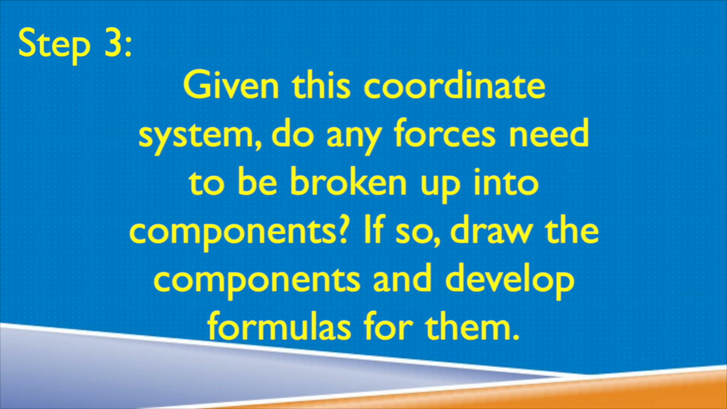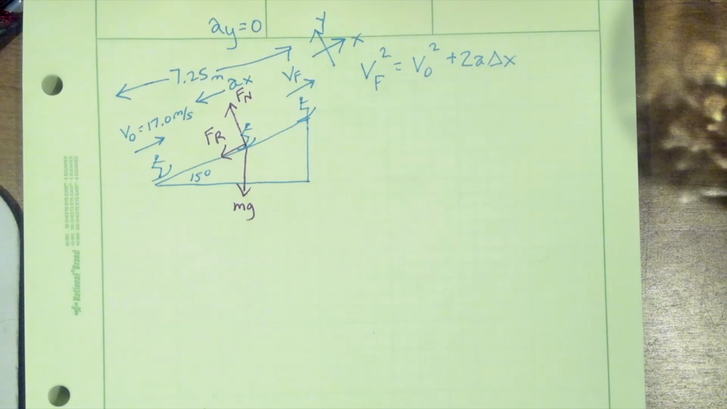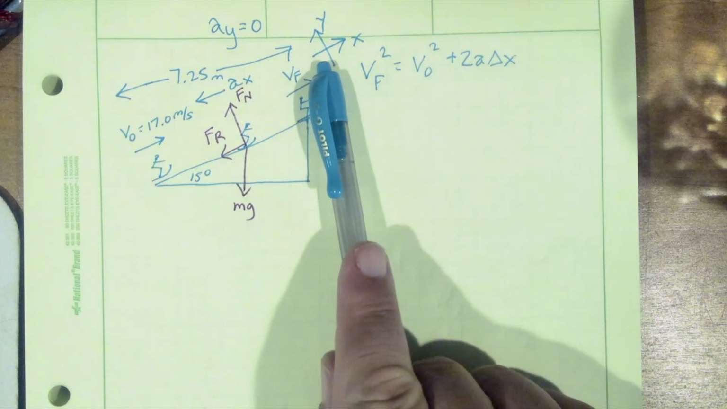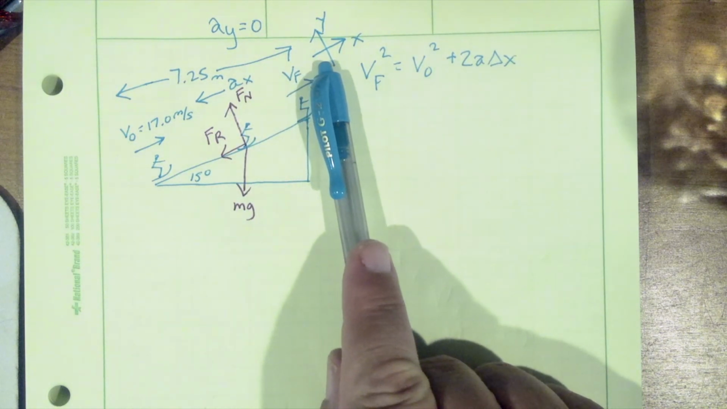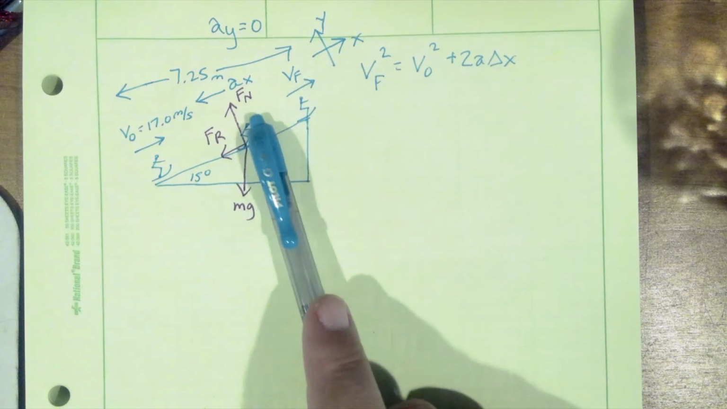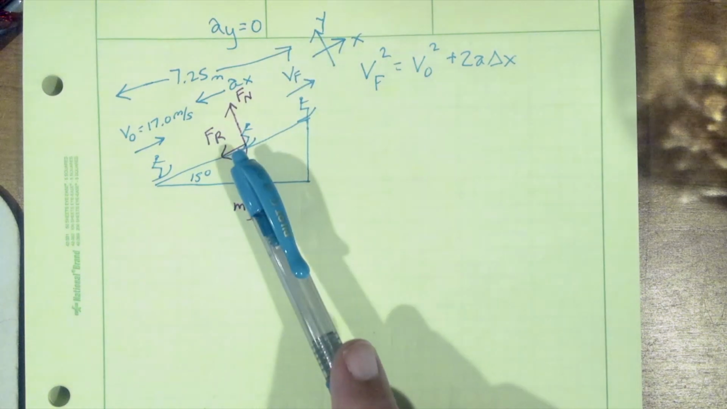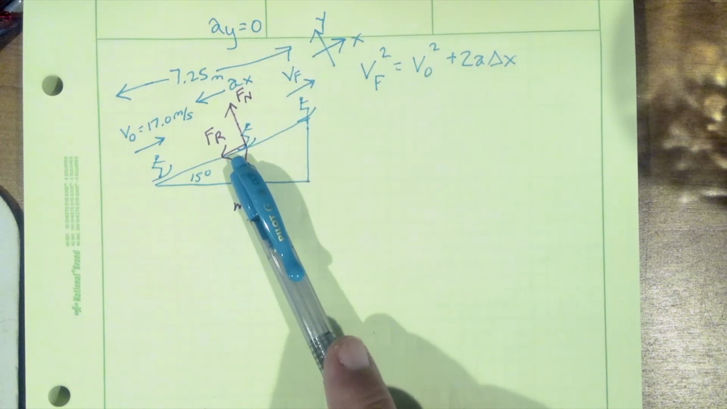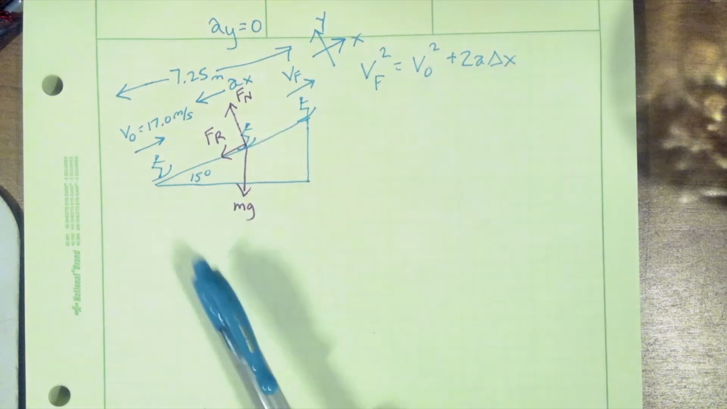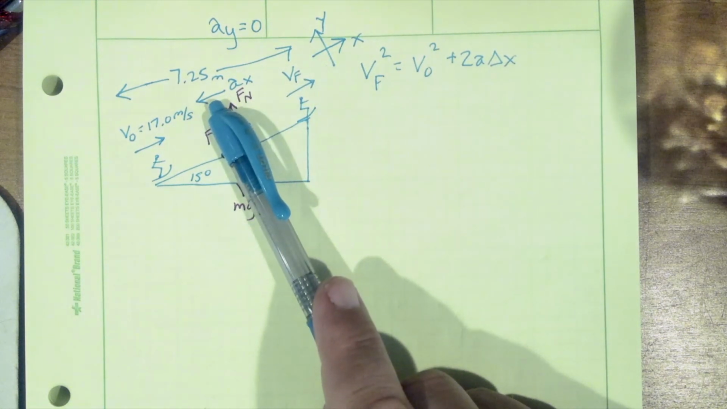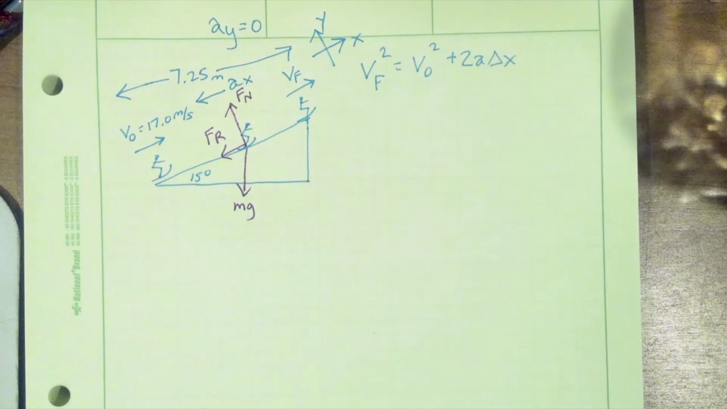Now, the next question we ask, step 3, given this coordinate system, are there any forces that need to be broken up into components? If so, draw those components and write out formulas. Well, the way we have defined the x and y axes saves us a lot of time because we don't have to break the normal force up into components, it's in the y direction. We don't have to break up the friction force into components, it's in the negative x direction. And we don't have to worry about components for the acceleration.